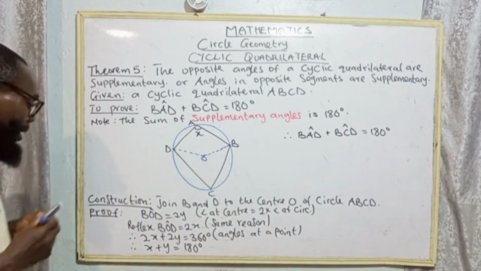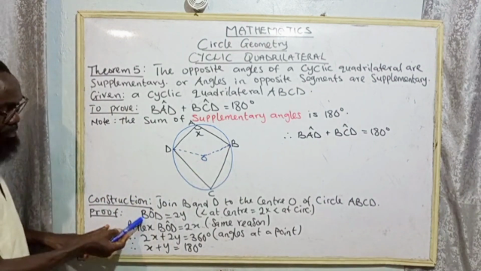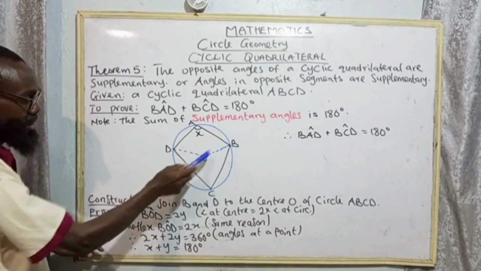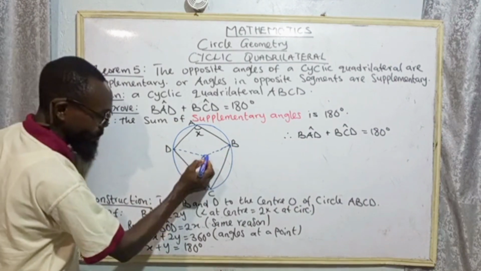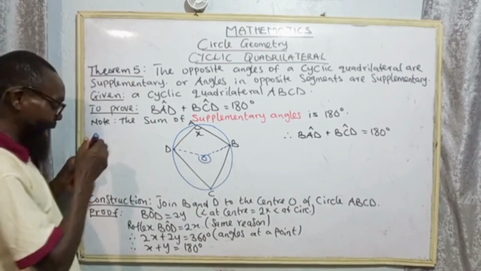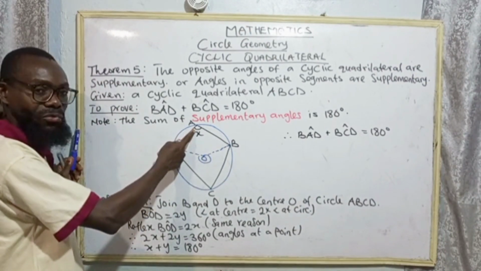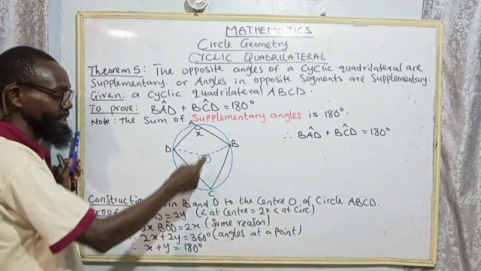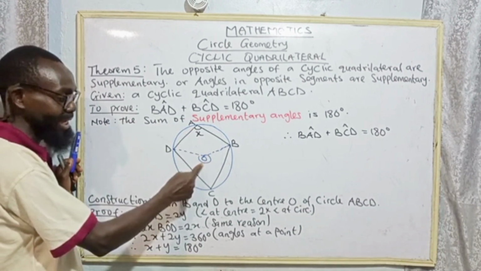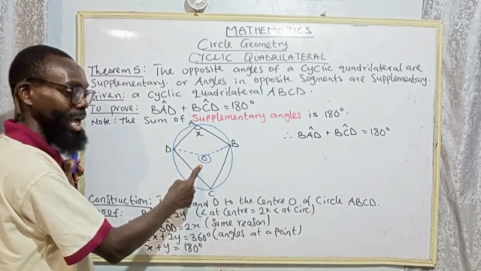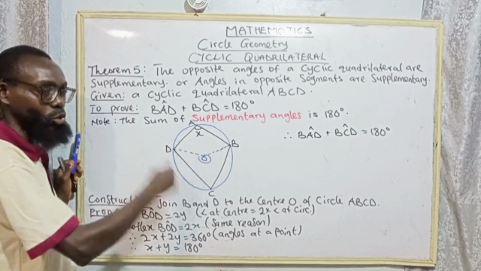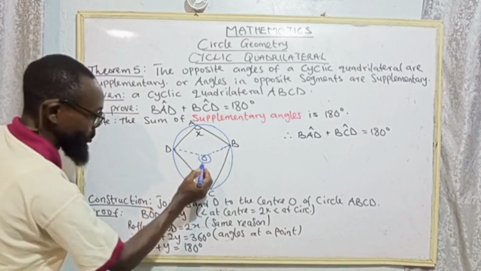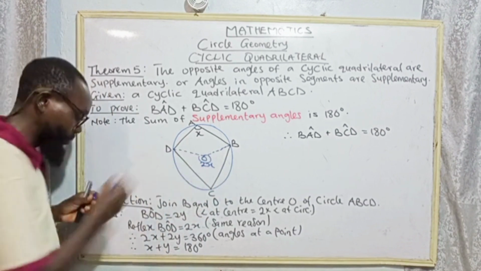Now, proof. Angle BOD is going to be 2x. That is, I want to calculate the angle that is here. The x is an angle on the circumference, and the center of x is this point. To get the center is going to be 2 times angle at the what? Circumference. Angle at center is equal to 2 times angle at circumference. So this place is going to be 2x.